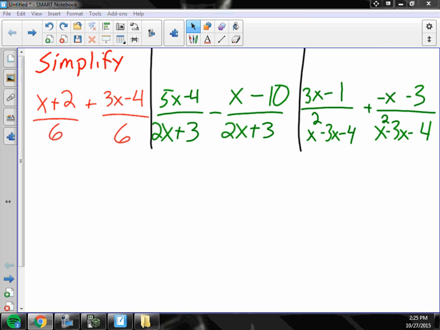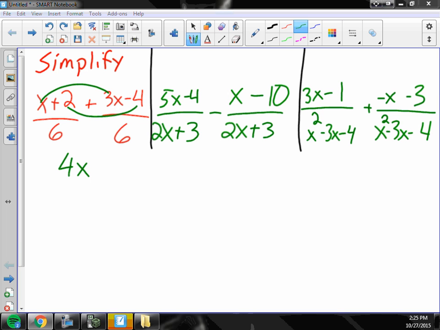So these three problems are a review from the previous assignment. If two fractions have like denominators, how do you add them or subtract them? Just combine like terms in the numerator and keep the denominator as it is. So the first one, the x and the 3x make 4x. The 2 and the negative 4 make negative 2 over 6.